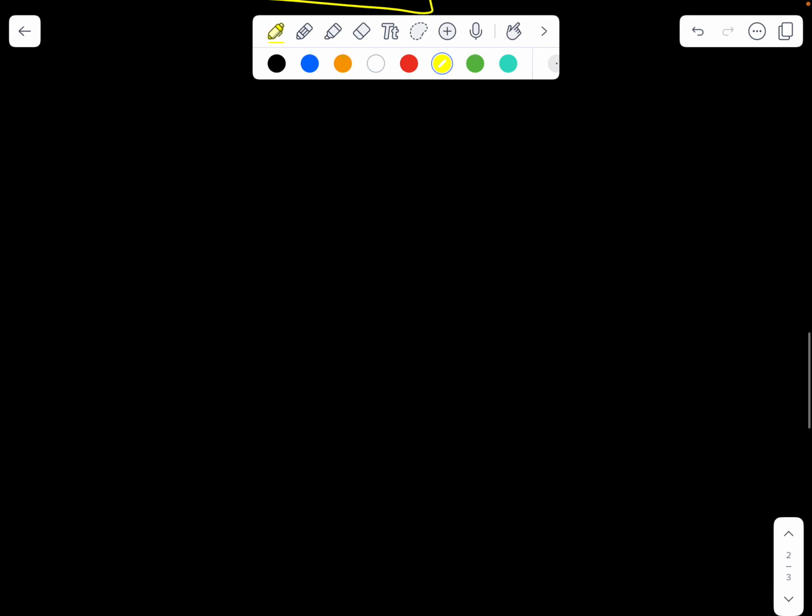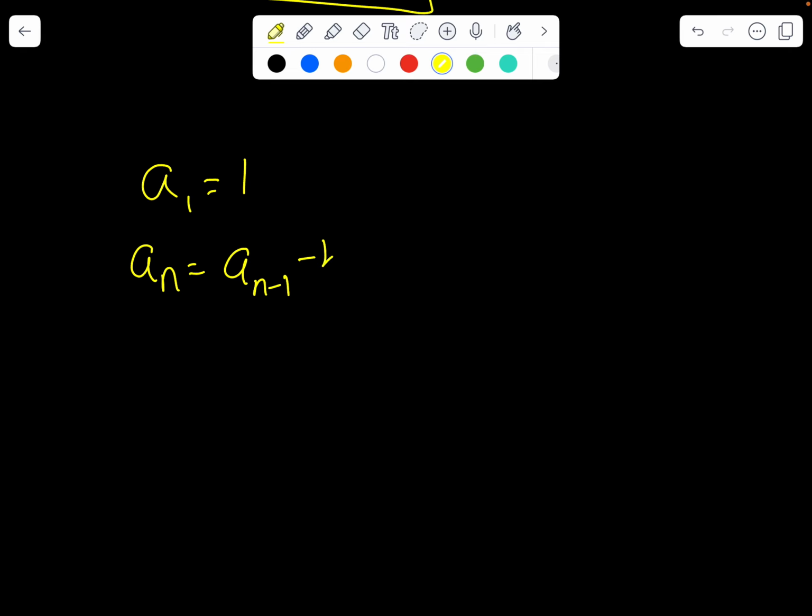Let me show you one more example. Let's say I gave you the recursive rule. Let's say I have a first term of 1, and then to find the next term, I take the previous and I subtract 4. If I had to list the first 3 terms here, I'd say, okay, I start with 1. In order to find the next term, I go back 1. This is what a sub n minus 1 means. Go back 1 and subtract 4.